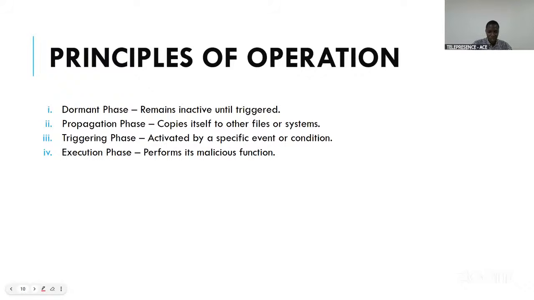Again, the first phase is the dormant phase, where the virus remains inactive. The second phase is when the virus begins to copy itself to infect files. The third phase is when the virus is activated by a condition. And the last phase is when the virus begins to perform malicious functions that will cause damage to our computer devices. This stage is called the execution stage.